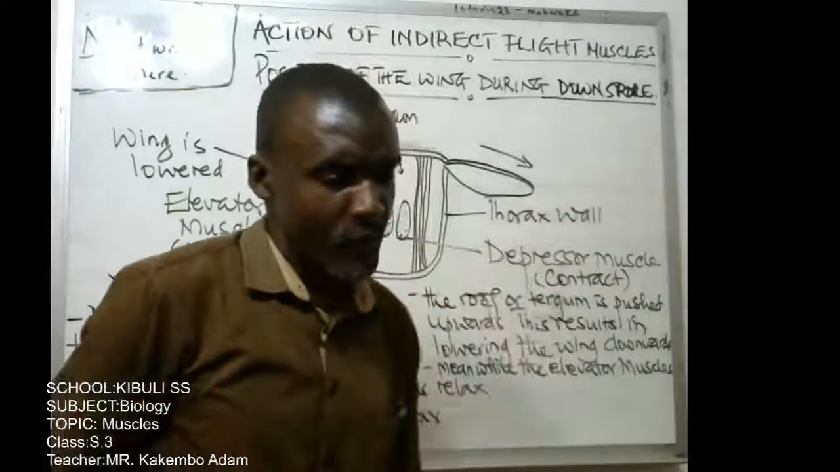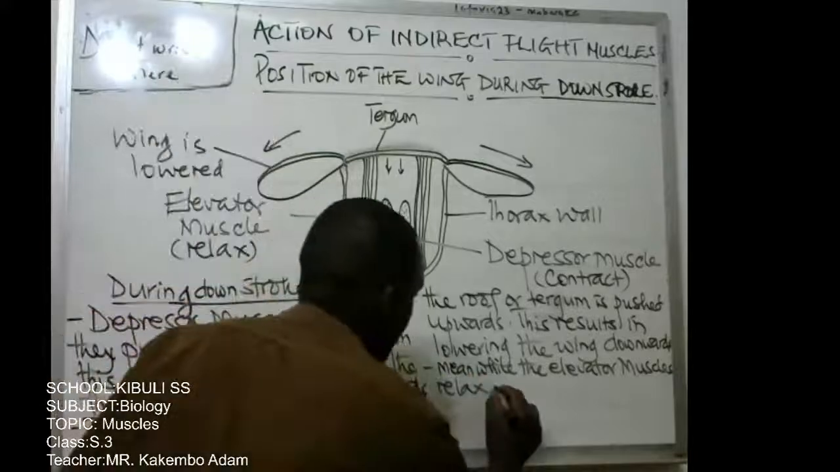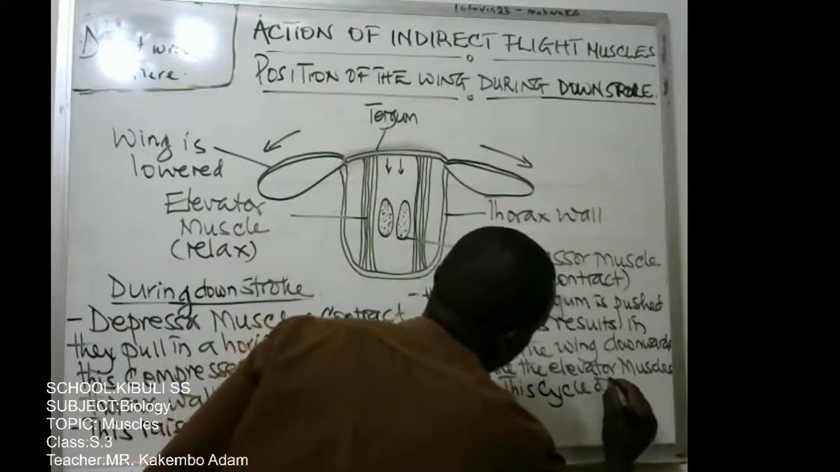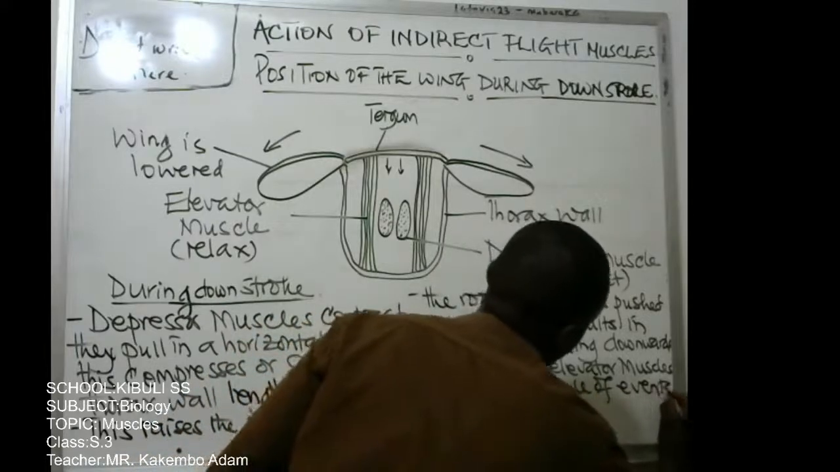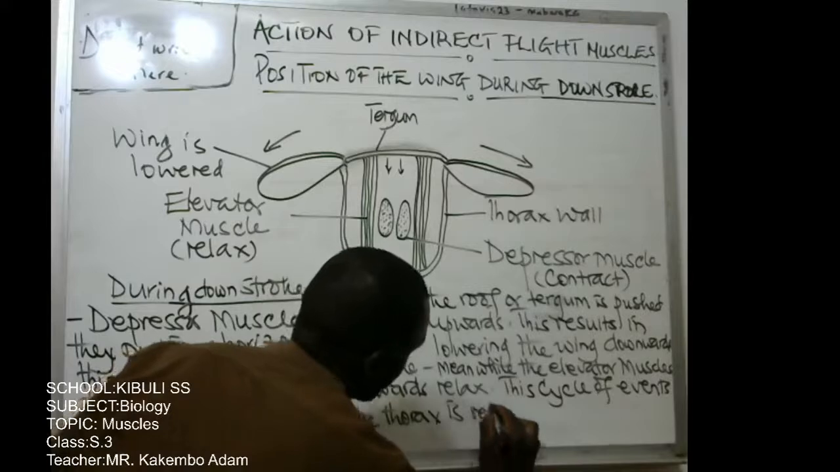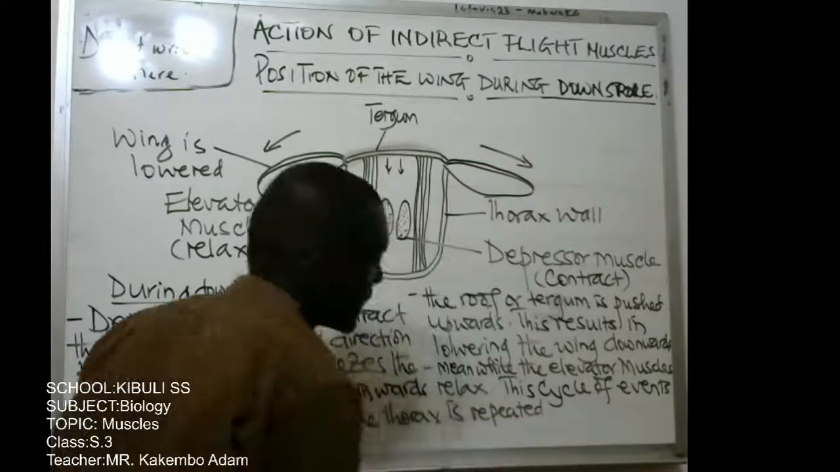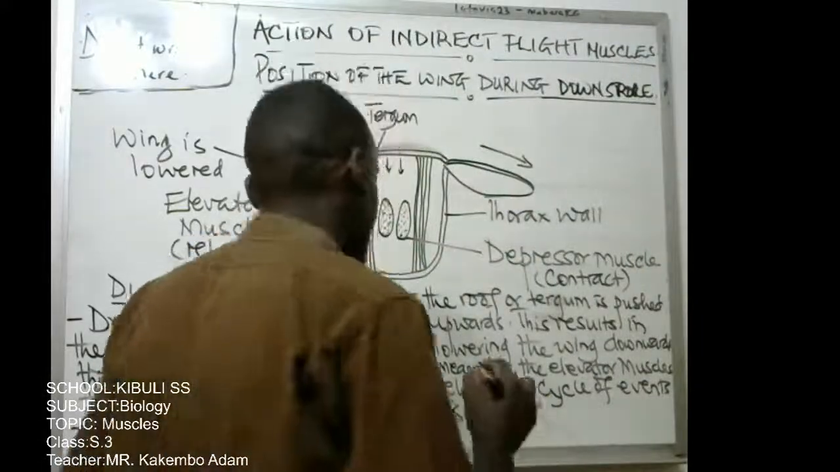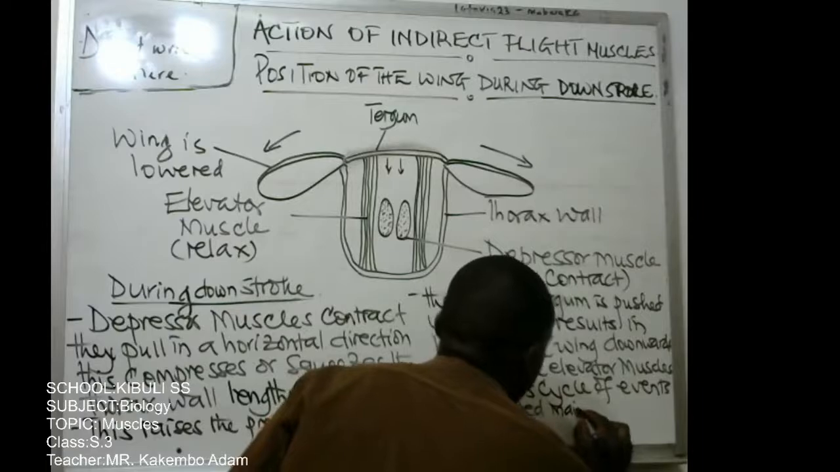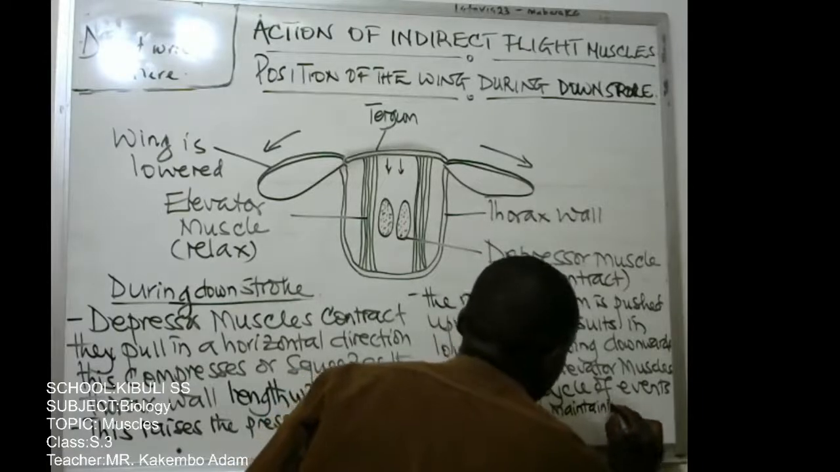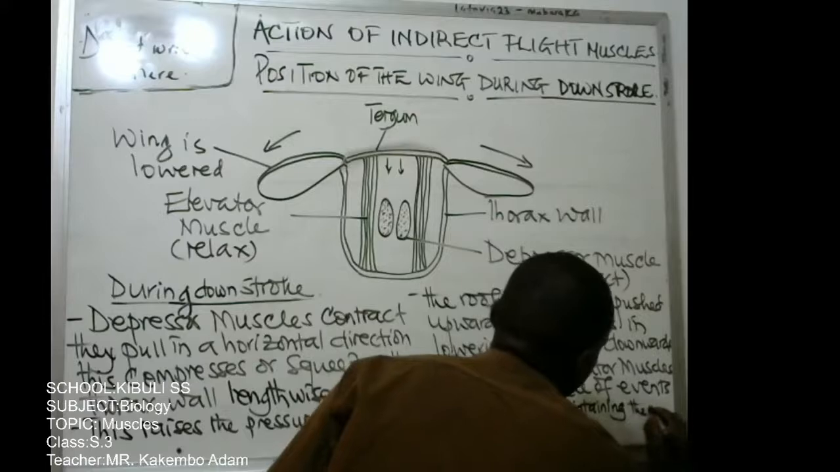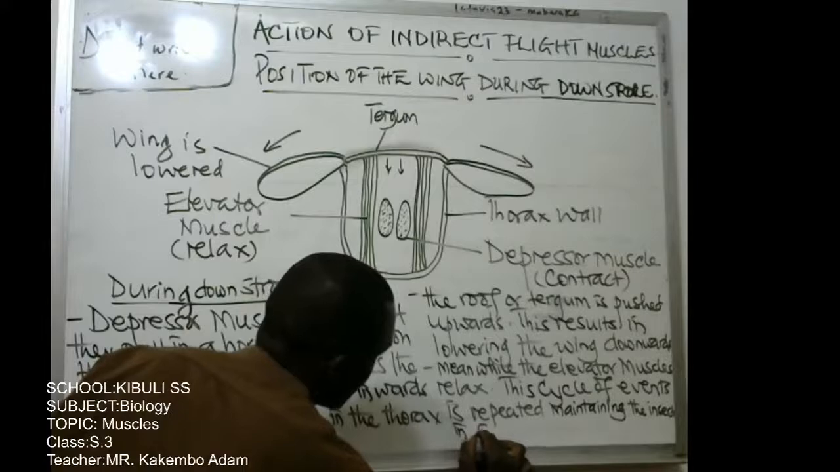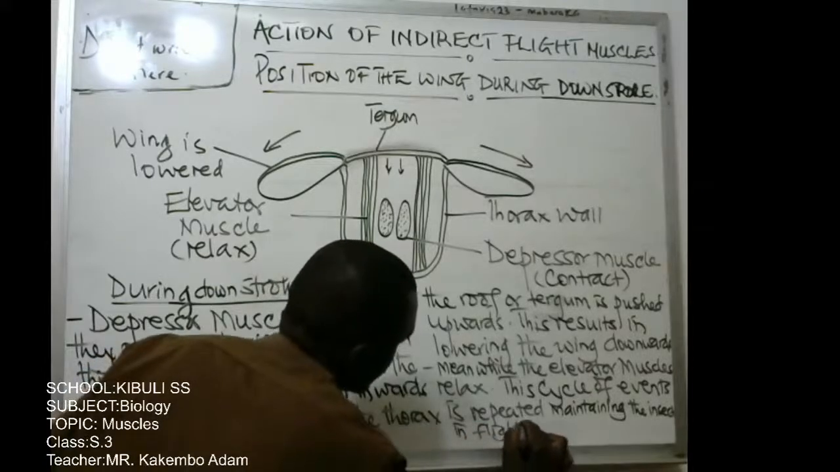This cycle of events is repeated, thereby maintaining the insect in flight, or in space.